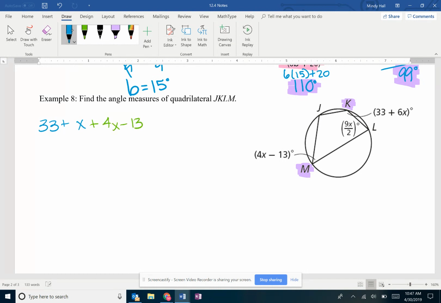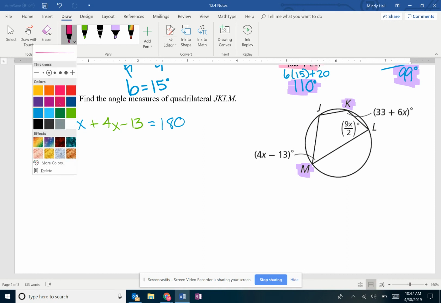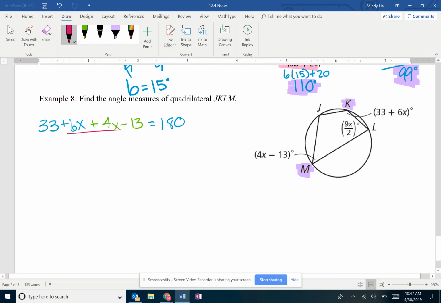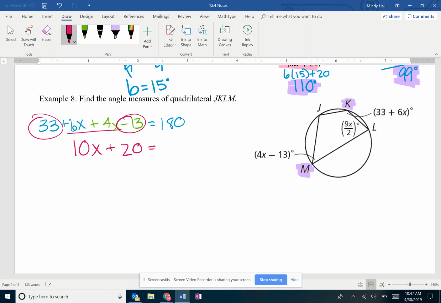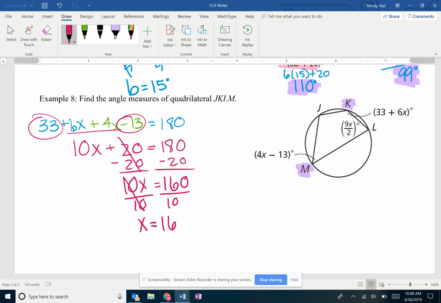And that 6 looks funky. Equals, remember, they are supplementary, so it adds up to 180. When you combine your like terms, we would have 6x plus 4x is 10x, and then 33 minus 13 is 20. So then we subtract the 20. We get 10x equals 160, and then we divide by 10, and that gives us x equals 16.